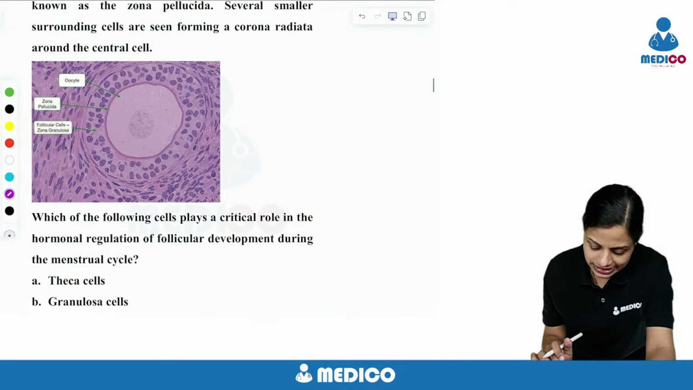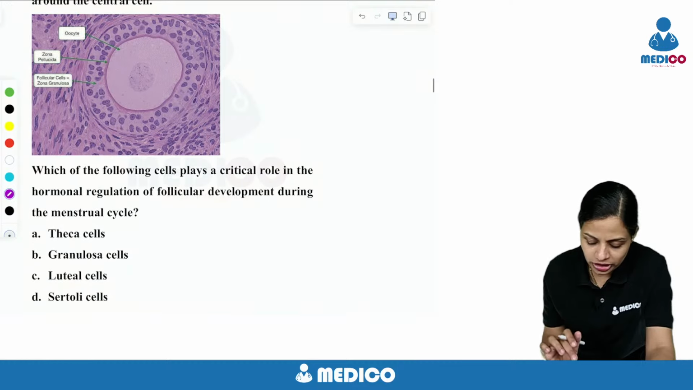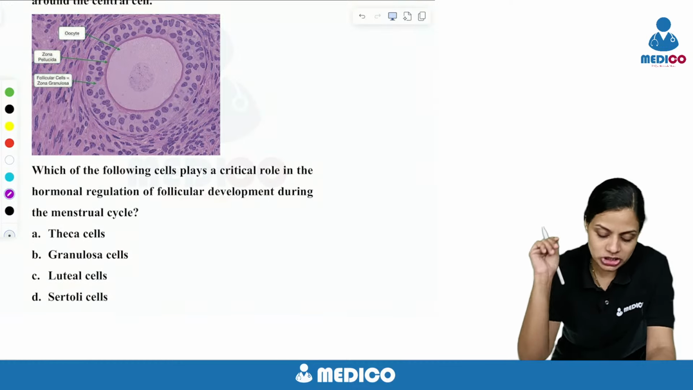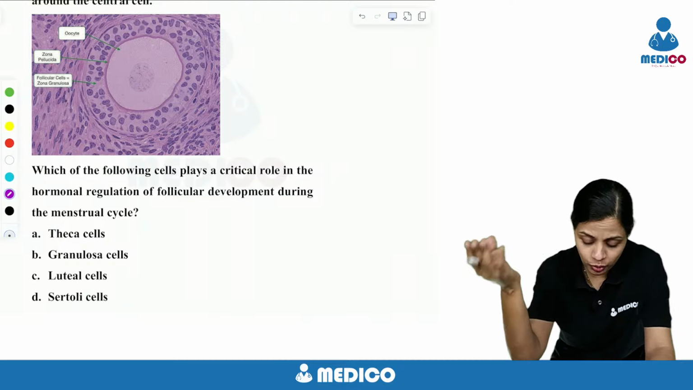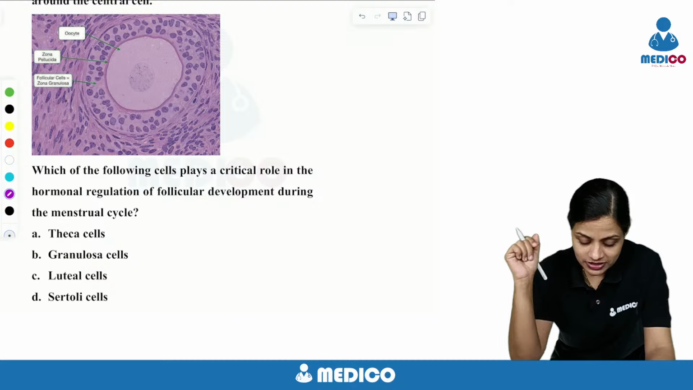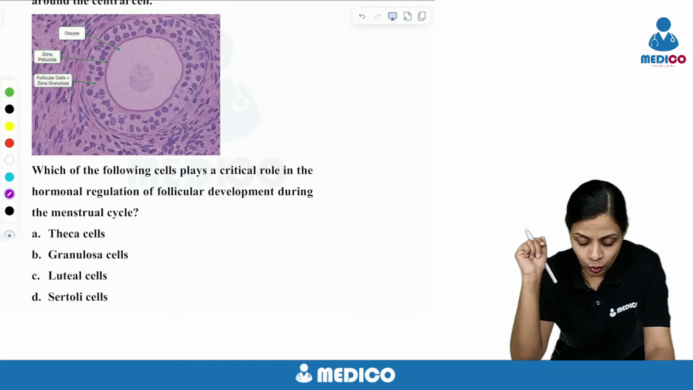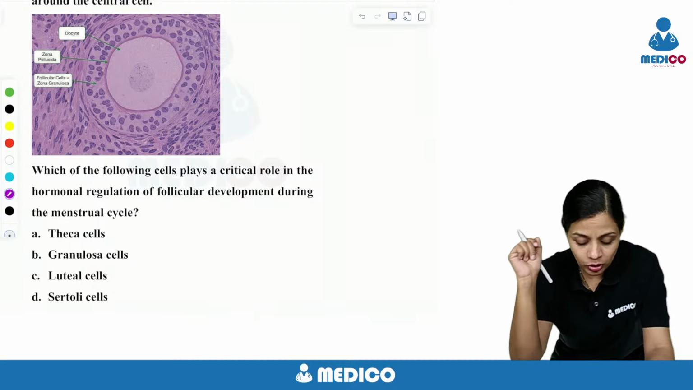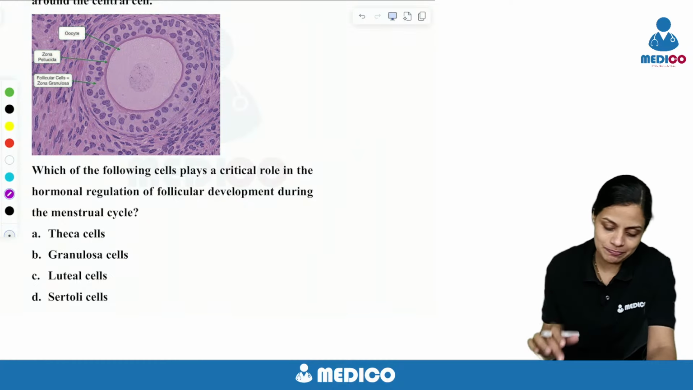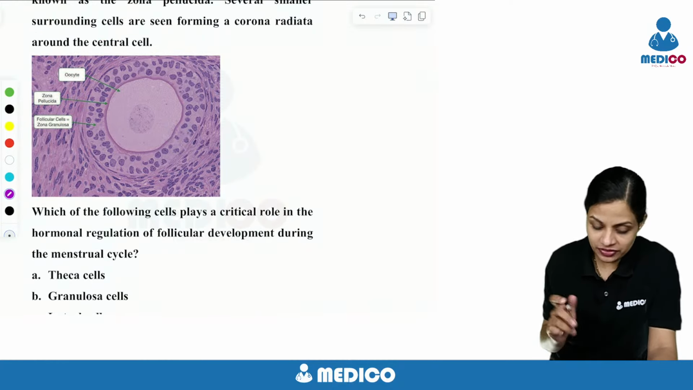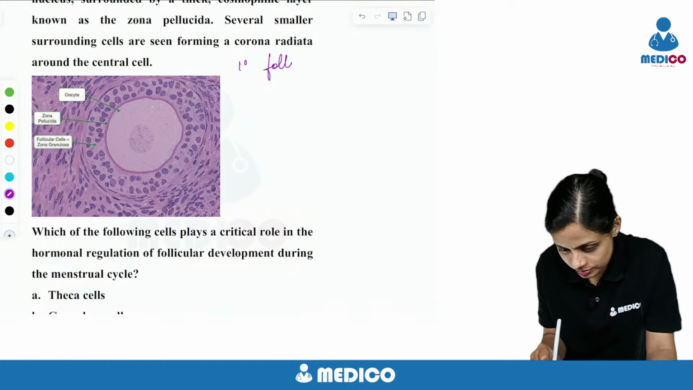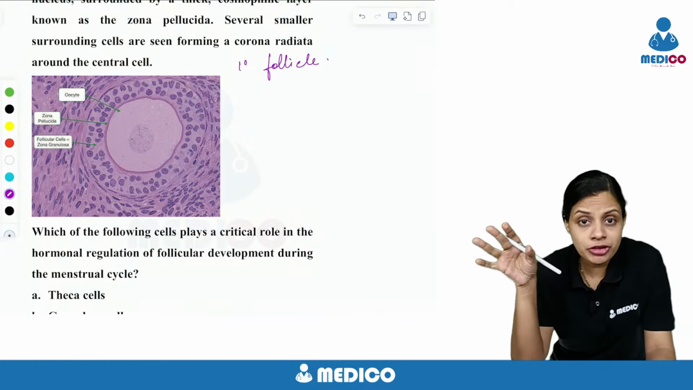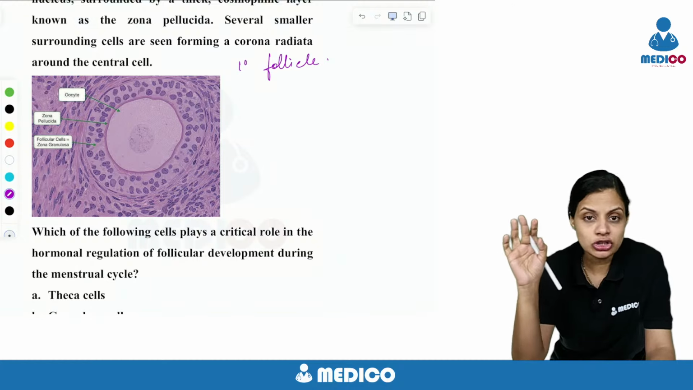Which of the following cells plays a critical role in the hormonal regulation of follicular development during the menstrual cycle? Okay, they have mentioned a lot of distractors. I don't even know why they have given the picture there. The only thing you need to know is what is the cell that plays a role in hormonal regulation of follicular development. What is this that they have given here? This is a primary follicle. It is formed from a primordial follicle under the influence of FSH.